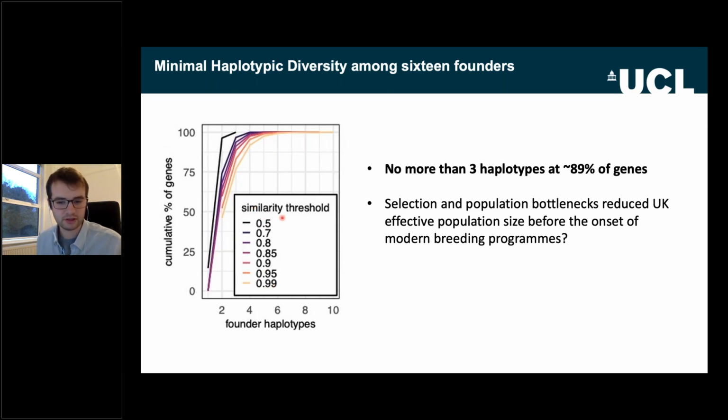And so what we see is that there are relatively few haplotypes. So using a 95% threshold, no more than 3 haplotypes at 90% of the genes, even though it's a diverse population that's capturing a significant fraction of global diversity as far as we can tell. So I'll also just mention that we used not just a gene level, but a larger block method and found a similar story. So I'm thinking that this basically indicates a low effective population size. So here I'm asking if that observation is a symptom of selection and bottlenecks that preceded 1935, which is the earliest founder in our population.